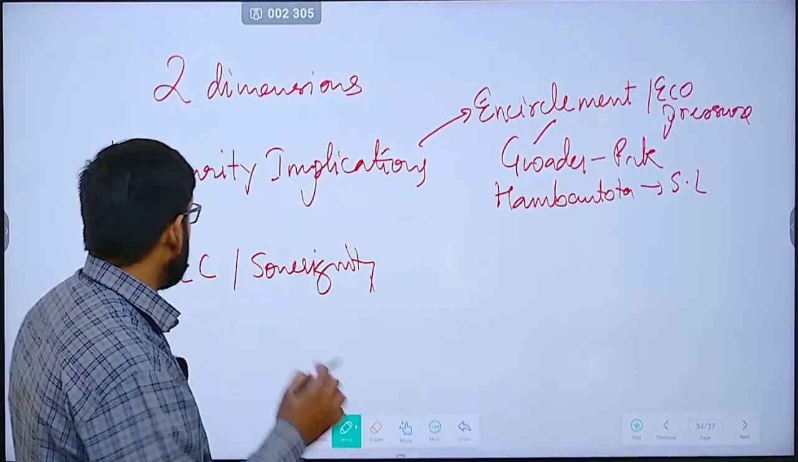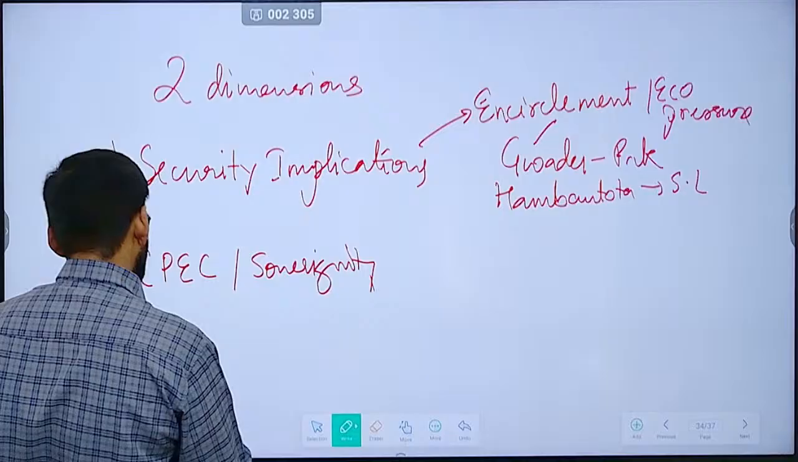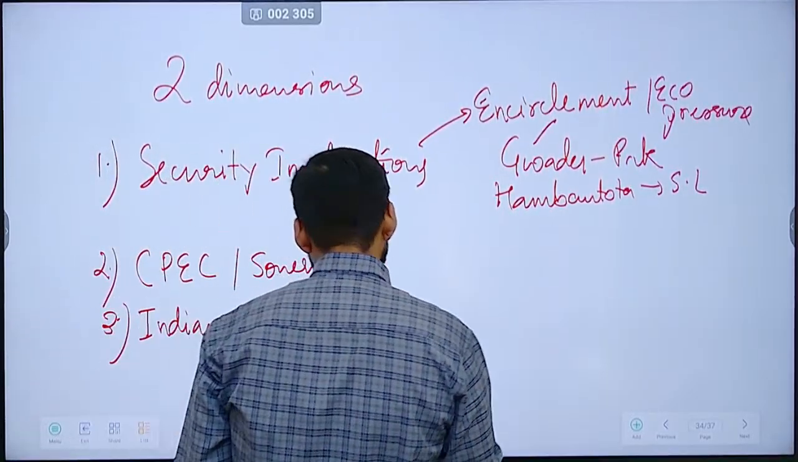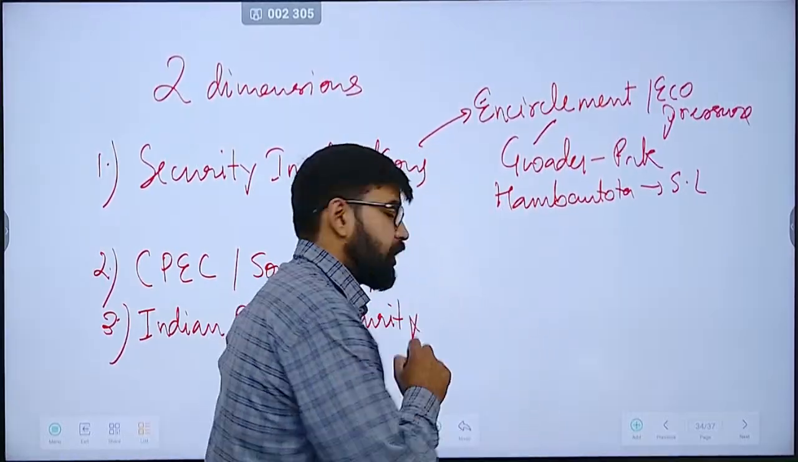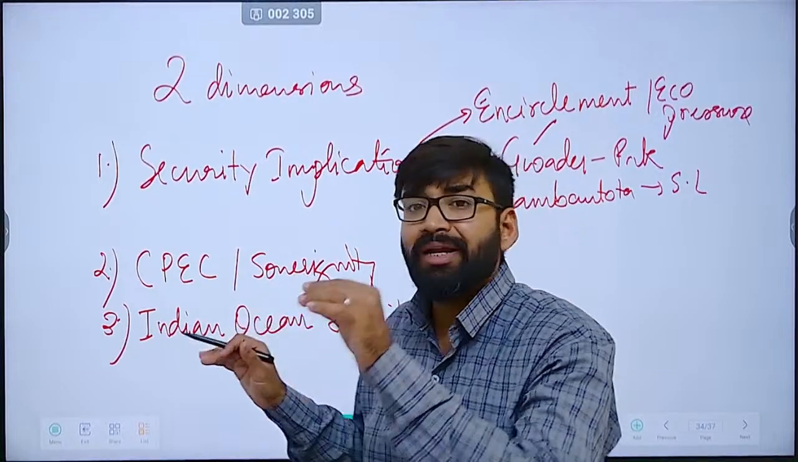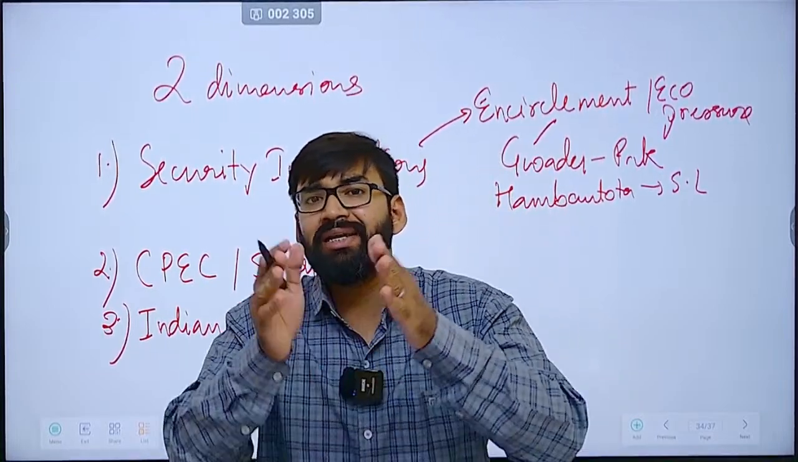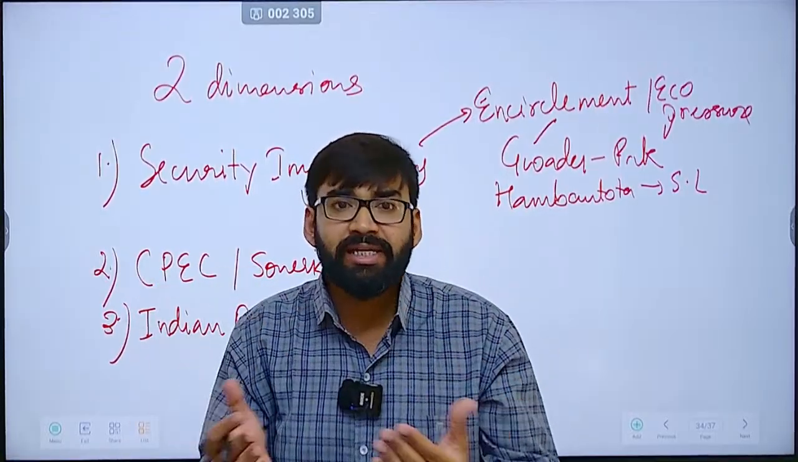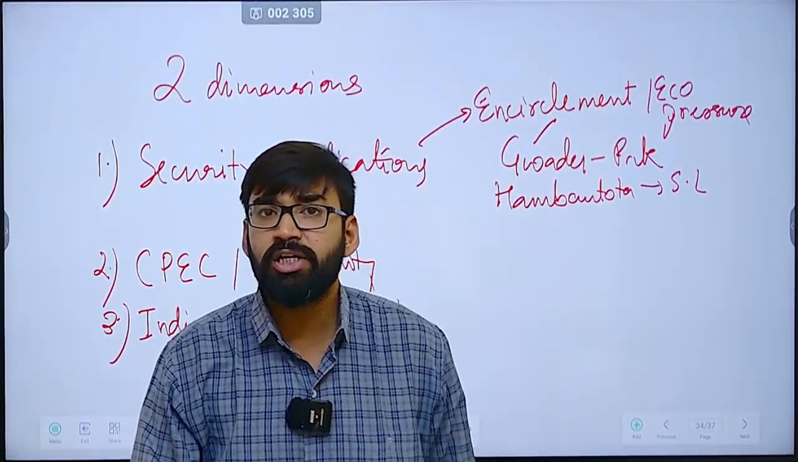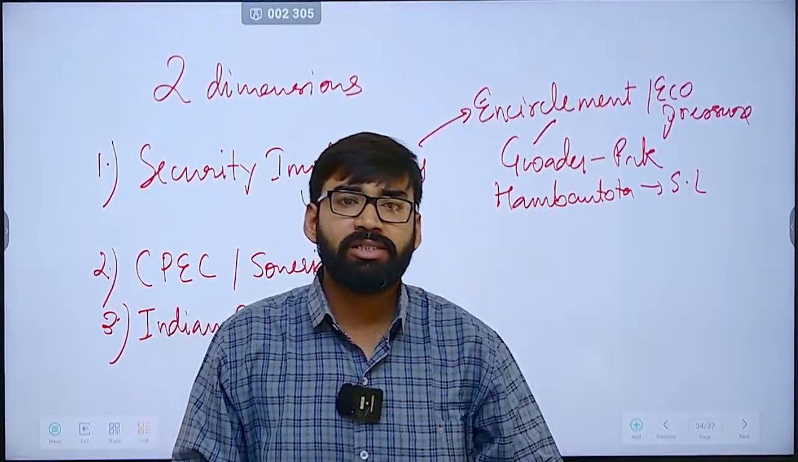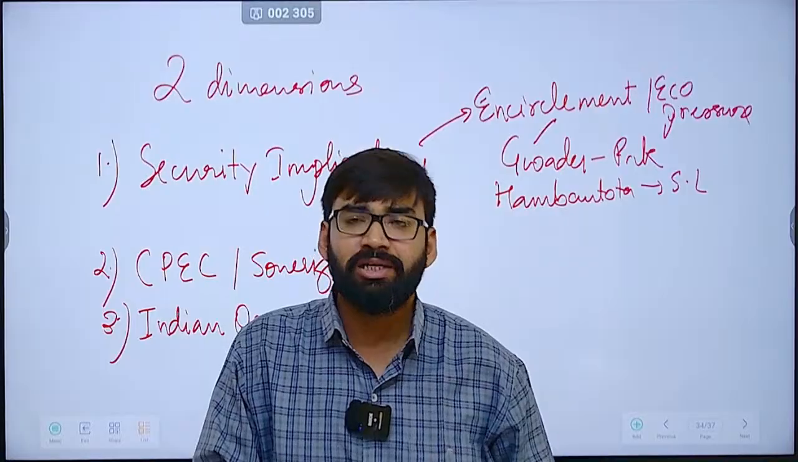Then a third implication could be Indian Ocean security. Clear? Now BRI-related maritime infrastructure can increase China's ability to develop what? To develop commercial presence and logistical access, and it is going to increase what? Strategic influence. And then you can mention the China-Pakistan nexus. So these things you can mention easily.